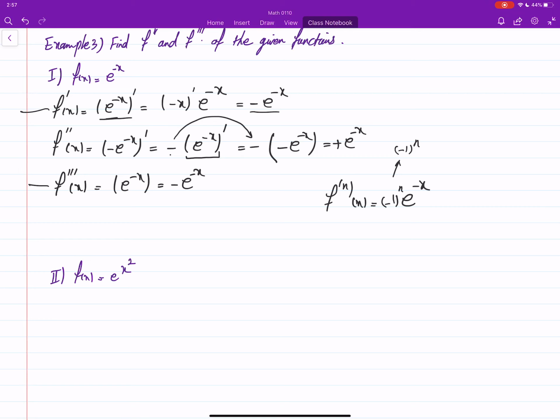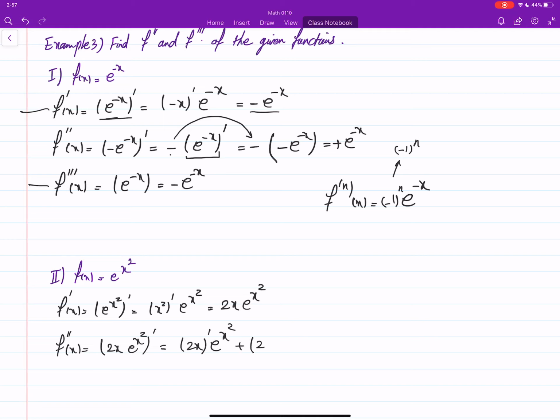Very nice. For this one, f prime of x is, well, we are differentiating e to the power x squared, and that is x squared prime times e to the power x squared. This is 2x e to the power x squared. The second derivative is 2x e to the power x squared prime. We need now the product rule. Yes, so the derivative of the first one times the second one plus the first one times the derivative of the second one. Derivative of 2x is 2, e to the power x squared plus 2x.